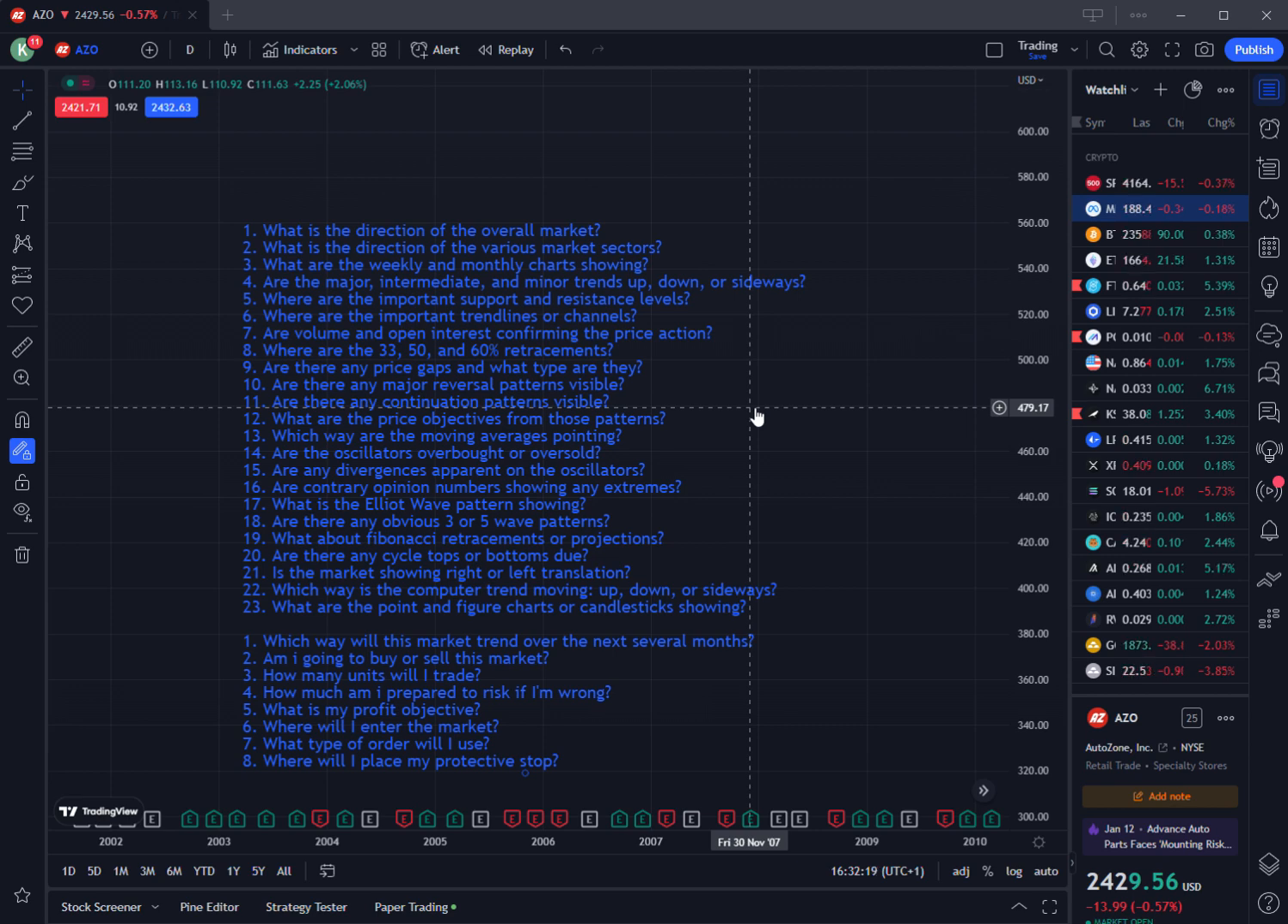Which way are the moving averages pointing? It's just the moving average, right? Also sort of the trend. Are oscillators showing something? And this is already kind of zooming in, right? Because oscillators do show things on the longer term, but I guess they're better on the shorter term. Are any divergences apparent on the oscillator? Any weird things going on?